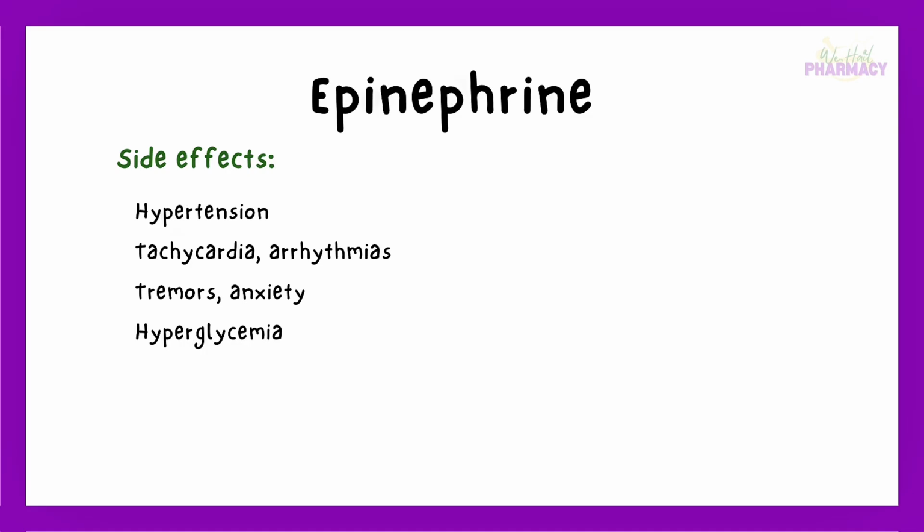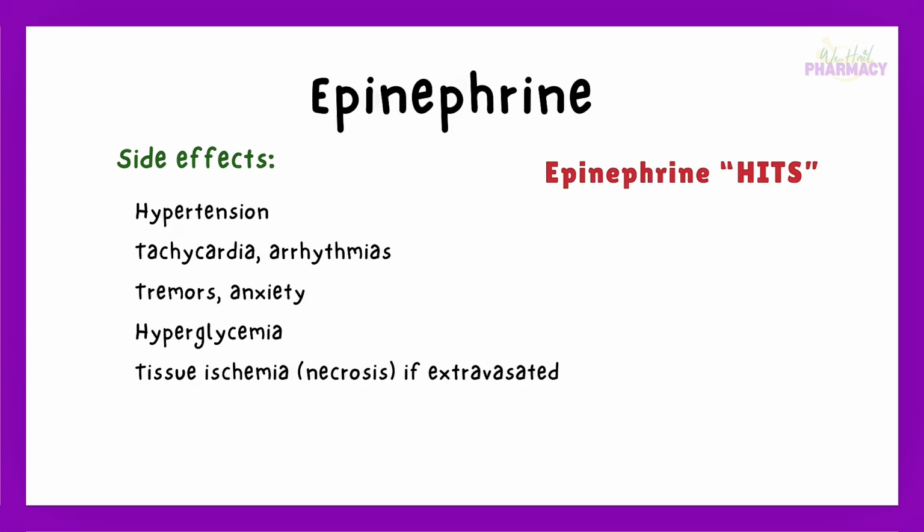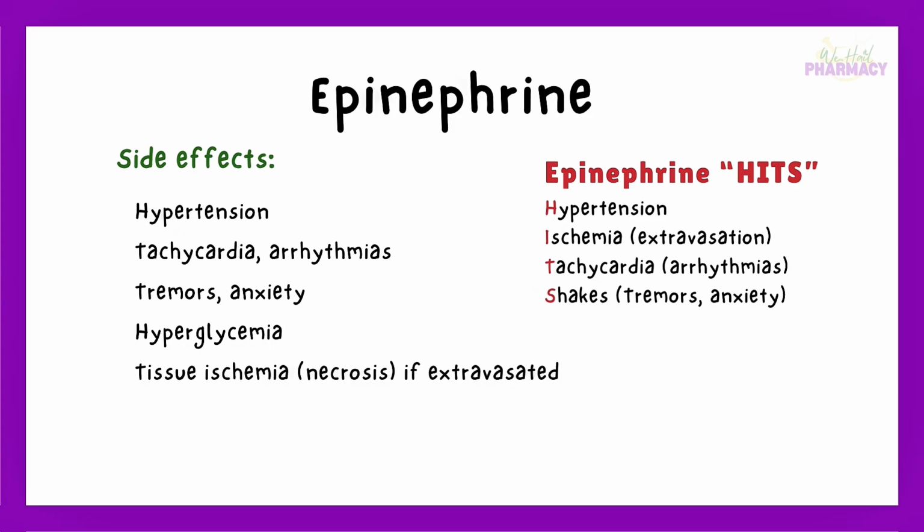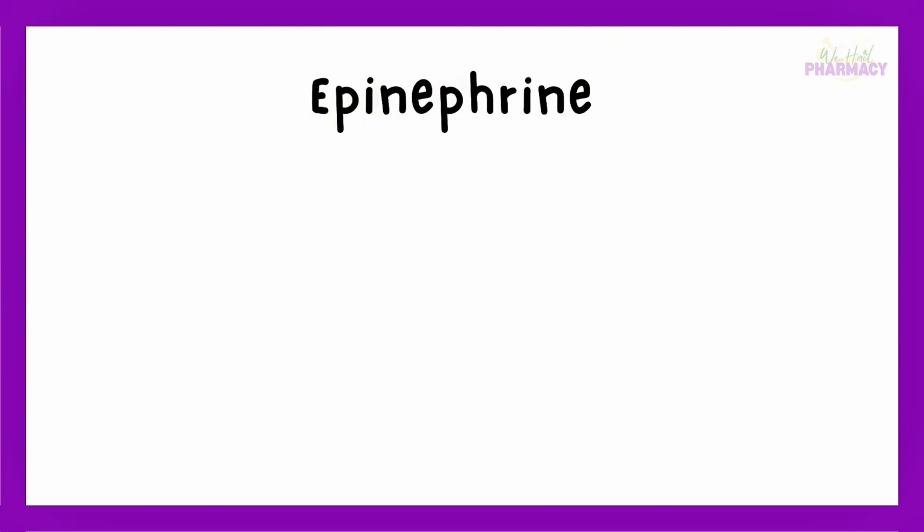And there is a serious potential complication with epinephrine, which we call tissue necrosis, if epinephrine extravasates from the IV line, due to intense vasoconstriction at the site. For this one, we can use the mnemonic epinephrine HITS. Okay, to recall this, HITS means hypertension, ischemia, tachycardia, and shakes. Another important piece of information about this drug: it can be administered in multiple ways depending on the situation. For anaphylaxis, the intramuscular route is preferred.